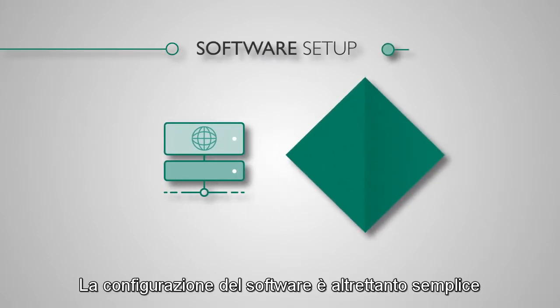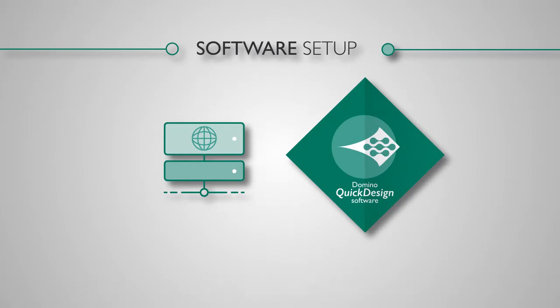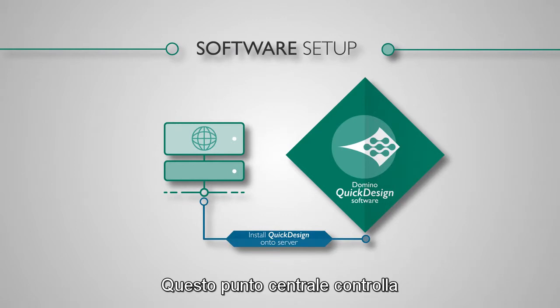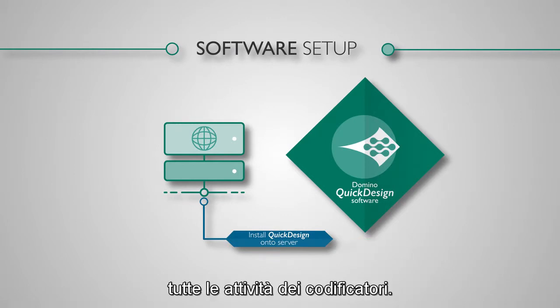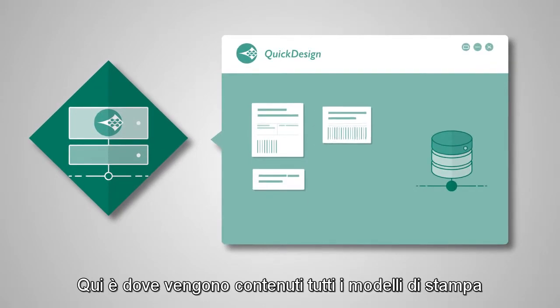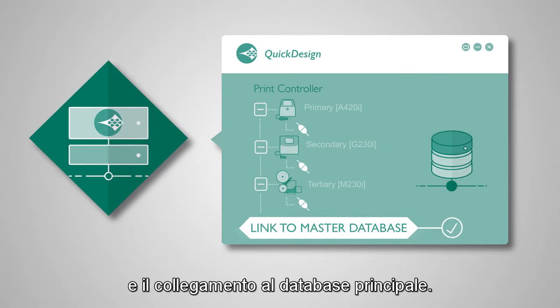The software setup is just as easy, enabling the different parts of the system to communicate. First, we install QuickDesign Datalink onto your production server. This central point controls all coder activities for the site. It's where all label templates are stored, along with printer configurations and the link to the master database.